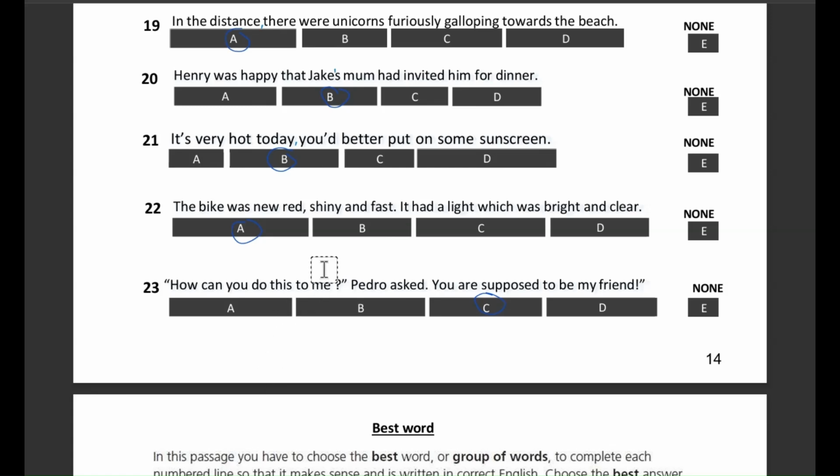Question 22. The bike was new, red, shiny, and fast. It had a light which was bright and clear. The correct answer here is A, which means that there's a mistake. The phrase new red needs a comma between these adjectives because we are describing the bike, so it should read, the bike was new, red, shiny, and fast. This helps make the sentence easier to read and understand.